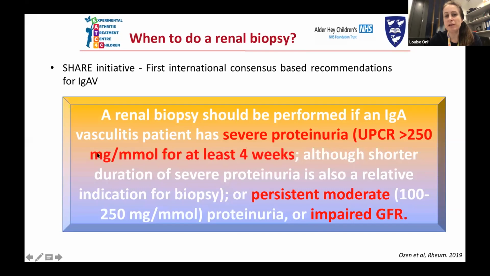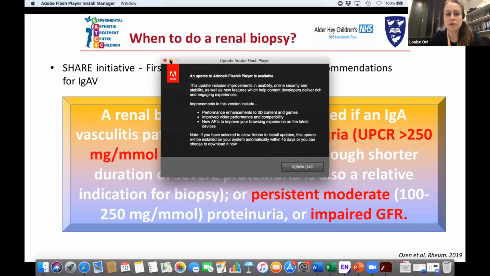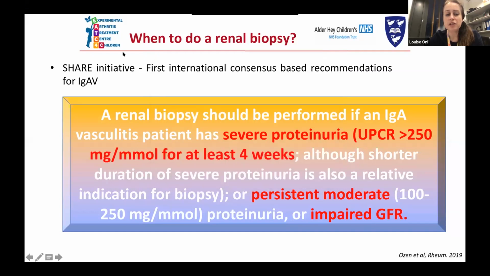So when would we do a renal biopsy in those who do undergo renal monitoring and have renal inflammation? Well, until recently, there has been no international consensus on when to do a renal biopsy. The SHARE initiative, which was a European group predominantly of pediatric rheumatologists, have recently reviewed all of the literature and come up with consensus-based recommendations. And they've included criteria for when to do a renal biopsy in children with IgA vasculitis.